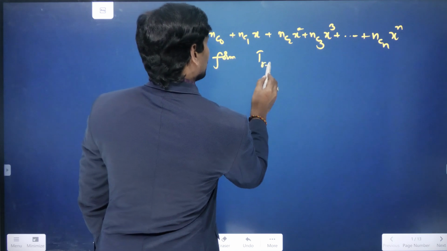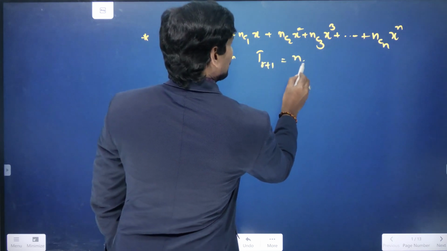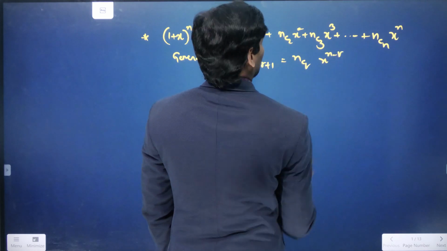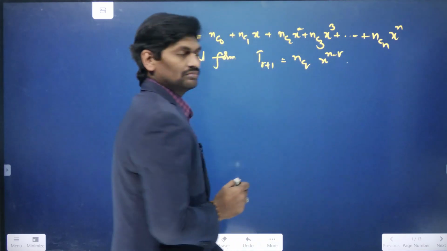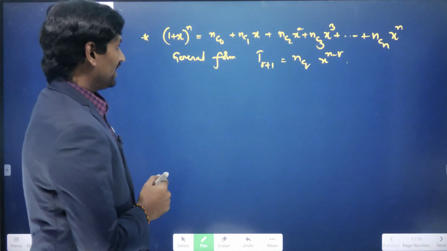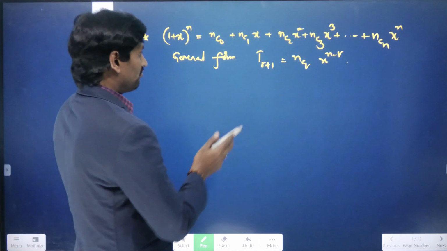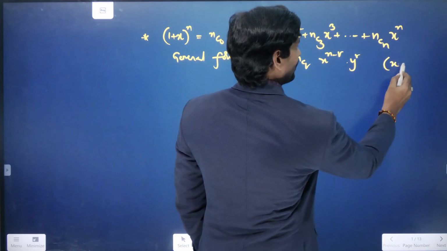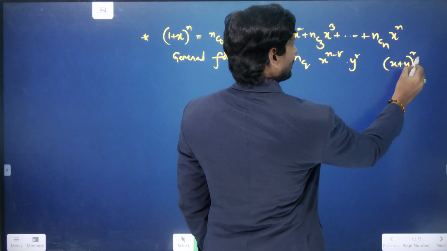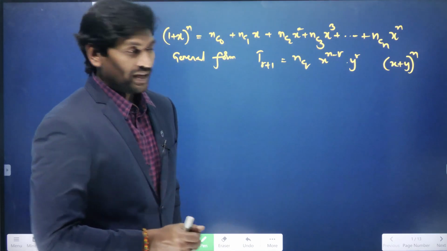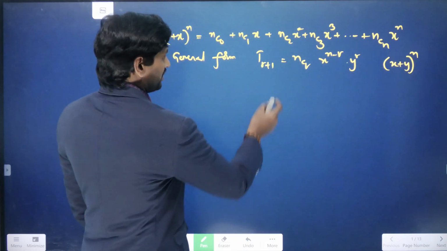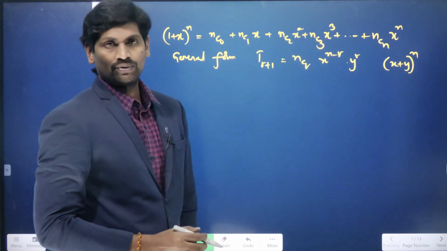T(r+1) equals nCr x power (n minus r) y power r, when we have (x plus y) whole to the power of n. x is the first term, y is the second term. We can take the general form as nCr x power (n minus r) and y power r.